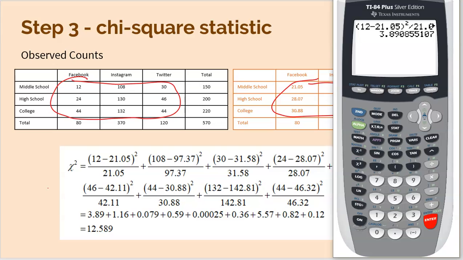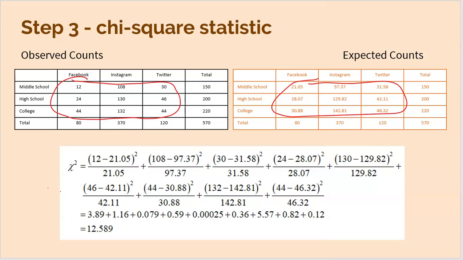So again, that particular chi-squared component was 3.89. I actually have the work shown here for all 9 of the values. And you will notice that, for example, this one right here, 0.00025, is very, very small. That means that what was expected and what was observed were really, really close together. That's probably going to be this one right here. I mean, look, the observed was 130. The expected was 129.82. And then others were a little bit bigger, but not huge. I mean, this 5.57 was a little bit of a bigger difference between them. And that was probably this one right here, 44 versus 30.88.